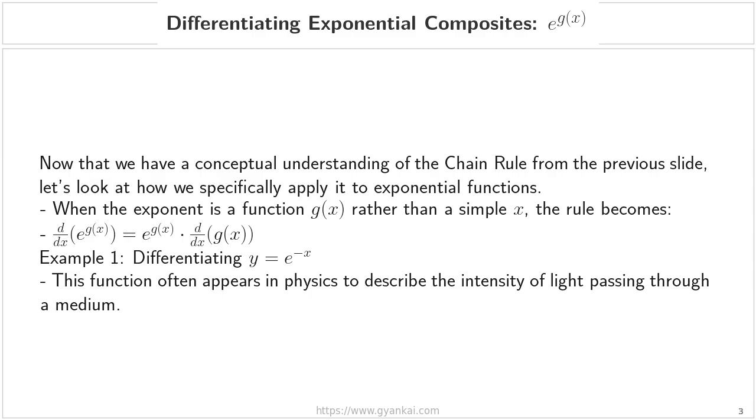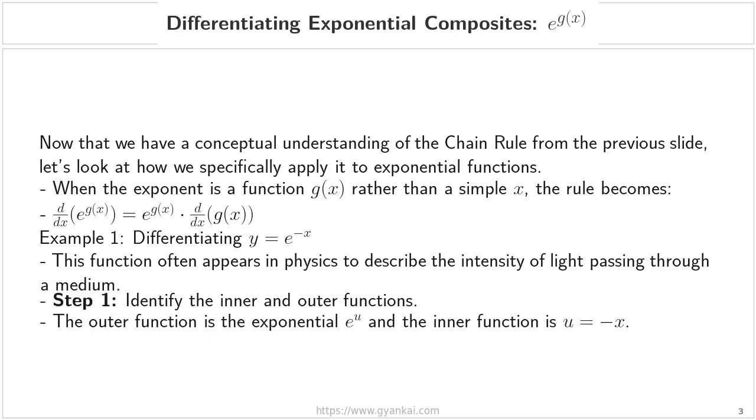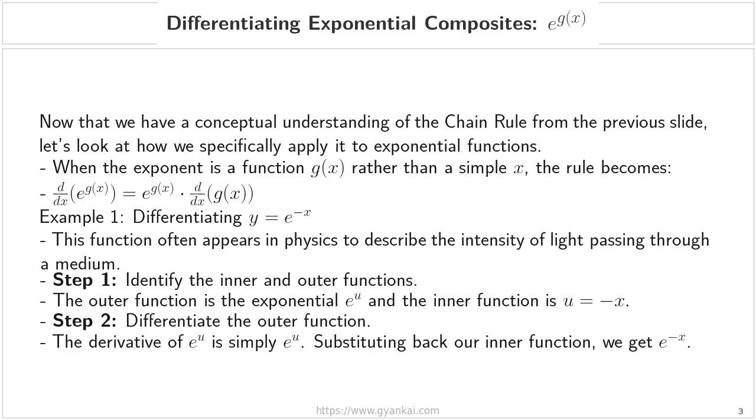We will solve this using the four-step process. Step 1 is to identify the inner and outer functions. Here, the outer function is the exponential e to the power of u, and the inner function is u equals negative x. Step 2 is to differentiate the outer function. As we learned in the first slide, the derivative of e to the power of u is simply e to the power of u. When we substitute our inner function back in, we get e to the power of negative x.